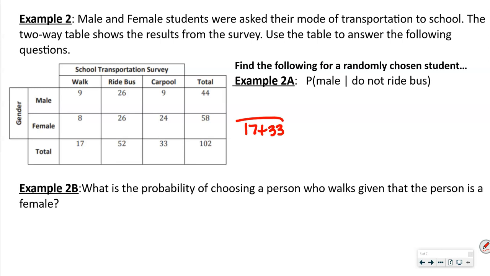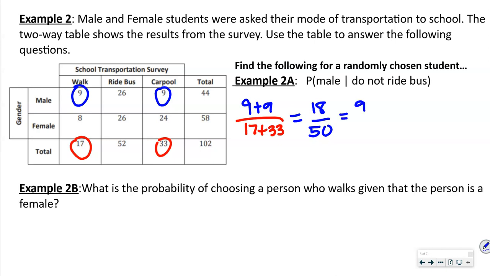Now you could do 102 minus the 52, but I kind of like it this way better, and it doesn't matter which way you do it, okay? But then it's asking us how many of those people were males. So what we did initially is we took these two numbers and added them together for our denominator. Now we're looking for people in those two columns for our numerator. So that's our 9 and our 9, right? Those are the males. So that's 9 plus 9. So this is going to give us 18 over, what is that, 50? Okay, so then we can reduce that to 9 over 25.